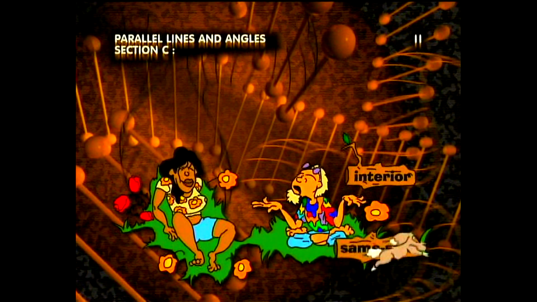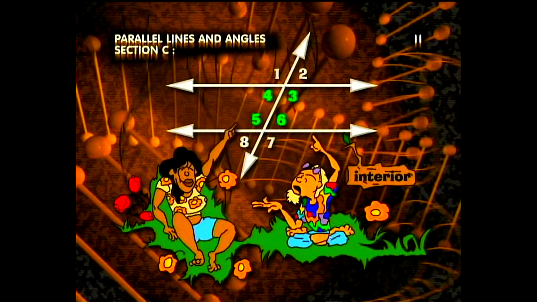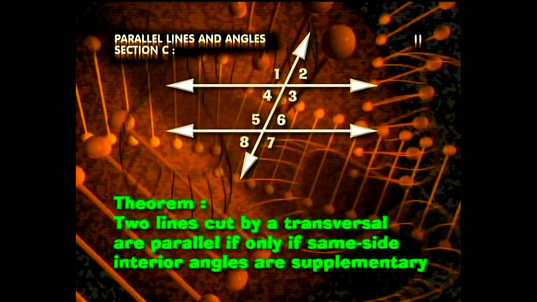Remember what same side interior angles are? They're these guys right here. Looking at the diagram, we can see that these angles aren't congruent. It looks like they're supplementary, doesn't it? We'll test our observation by proving this theorem. Two lines cut by a transversal are parallel if and only if same side interior angles are supplementary.